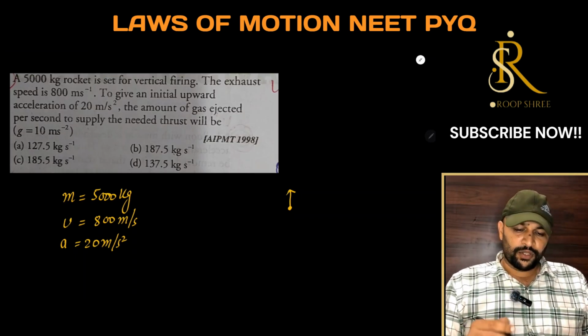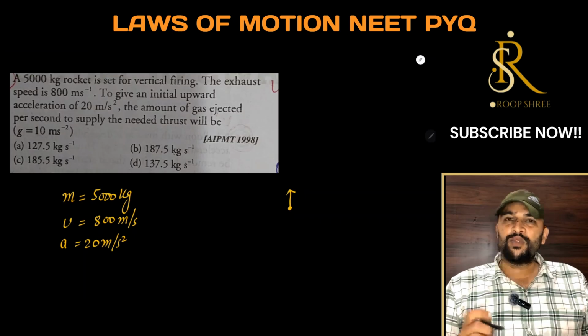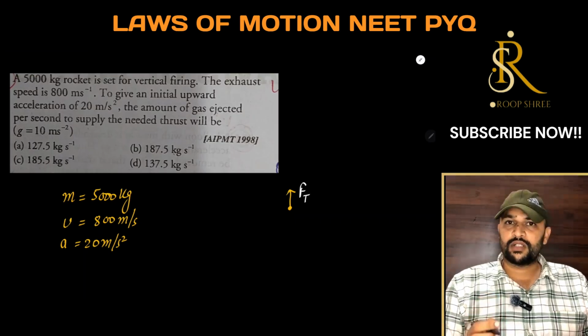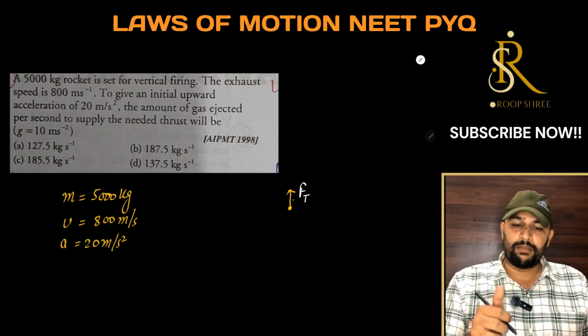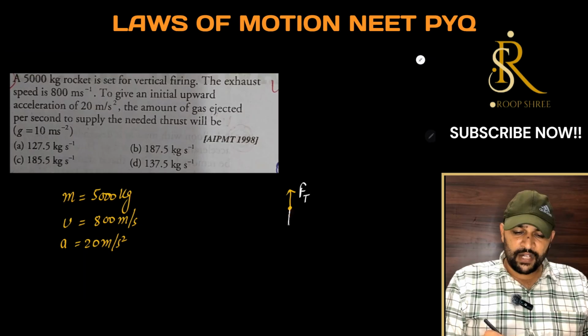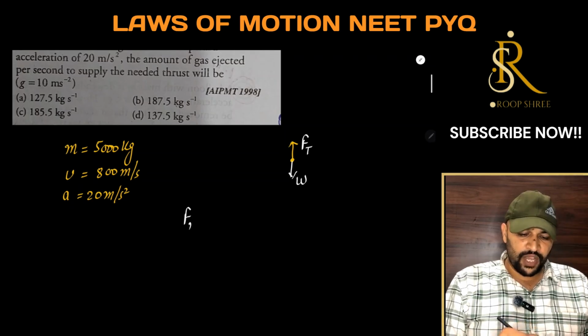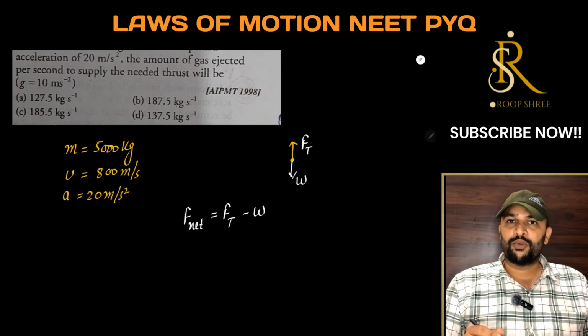So okay. So one thing, let's figure out what are the forces acting on this. Clear? One is upward thrust. So let me write it as Ft. Ft is upward thrust, which is trying to make the rocket go up. And what is making the rocket fall back down? The weight of the rocket, right? W. And the resultant force will be how much? So F net, the total force acting on the rocket, will be the upward thrust minus the weight of the rocket. I hope this is clear.